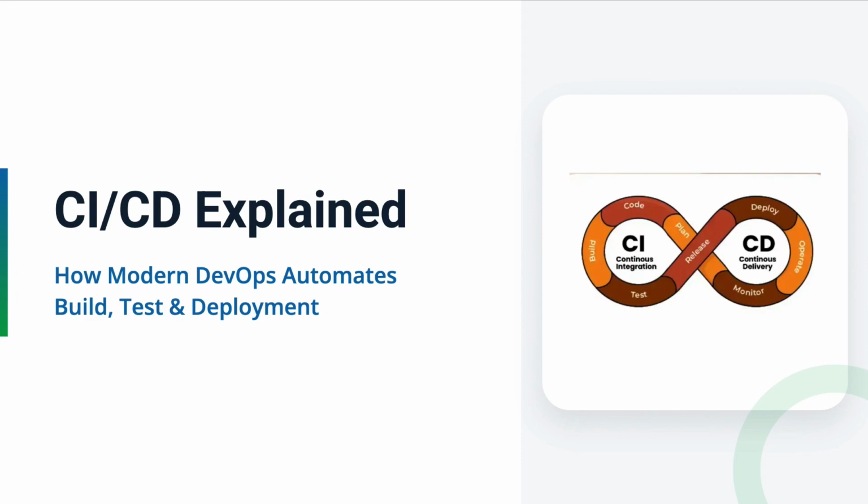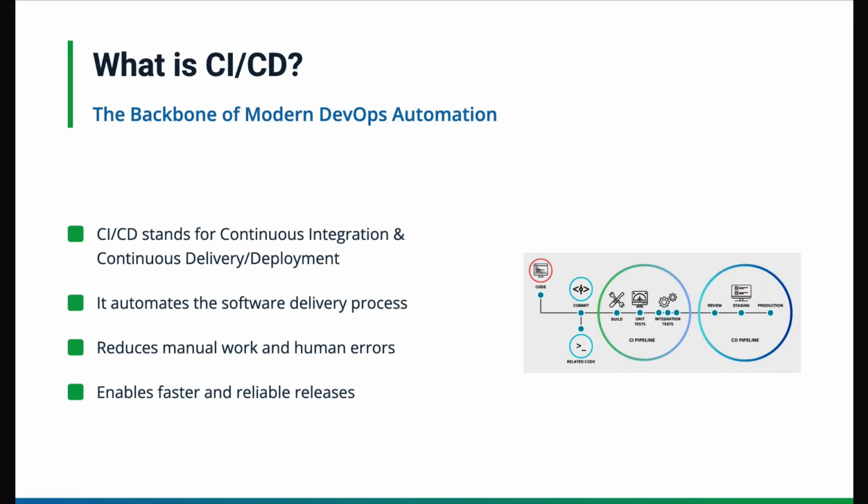In this video, we are going to talk about one of the most important concepts in DevOps: CI/CD. You might have heard this term many times, but it is often explained in a very confusing way. So my goal is simple. I want you to clearly understand what CI/CD is, why we use it, and how it works in real life. CI/CD is the reason companies can deploy software multiple times a day instead of once a month. It's the backbone of modern DevOps automation. By the end of this video, you will have a solid understanding of CI/CD and how it fits into the DevOps workflow. So let's start with the basics.